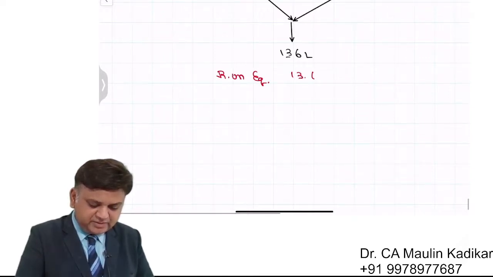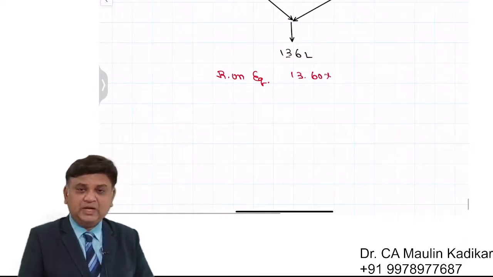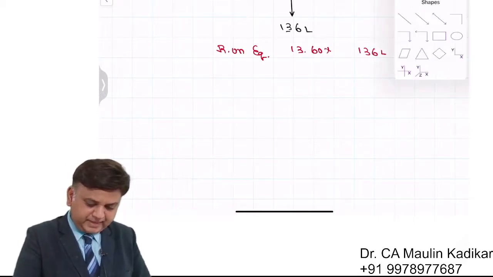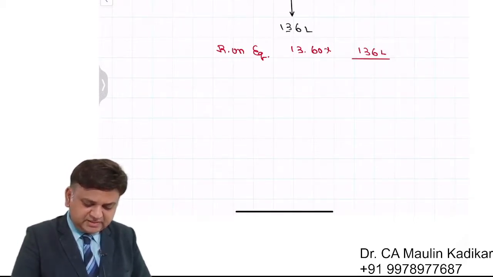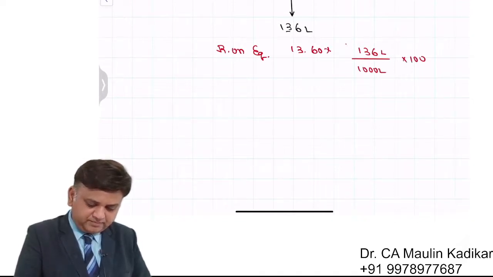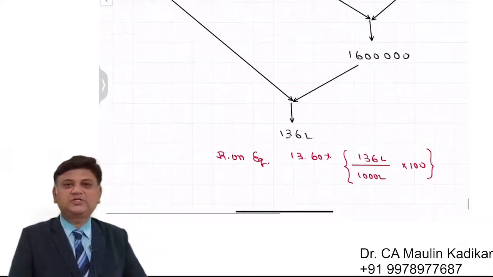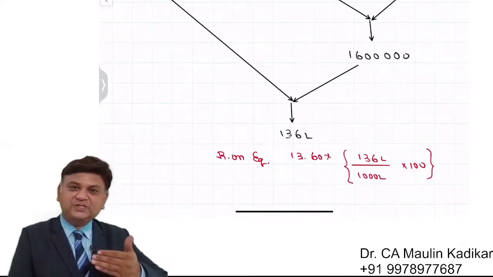It is 13.6%. How is this 13.6% calculated? It is 136 lakhs divided by 1000 lakhs into 100. This is the way the return on equity can be cross-verified.